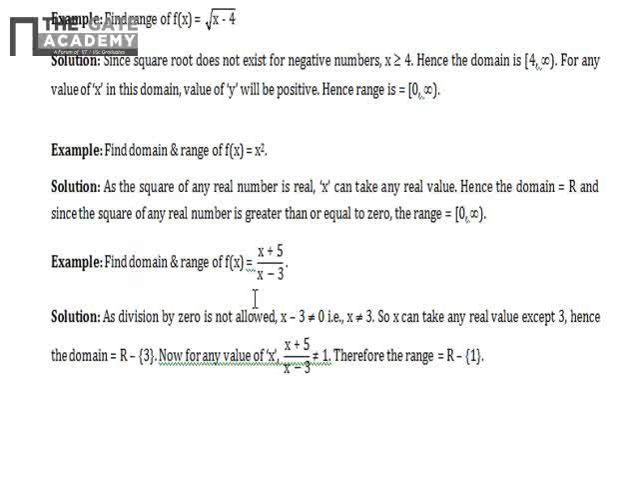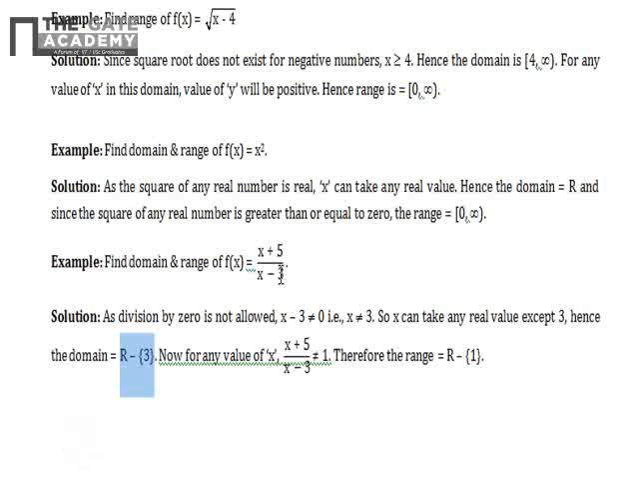Now the third example is a very good example. Find domain and range of f(x) is equal to (x plus 5) upon (x minus 3). Now here there is a fraction, and in the denominator, there is the value of x. So we'll have to choose a domain such that this denominator should not be equal to 0. That means we can take all the values of x except 3. That means our domain will be any real number minus 3. That means we cannot take 3, we can take any other values.